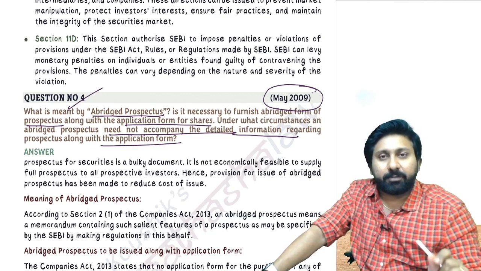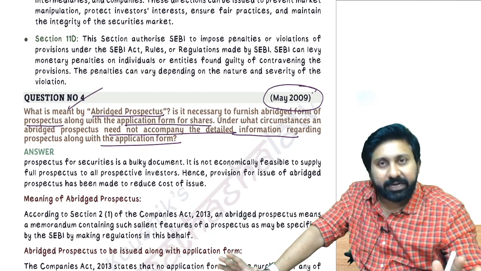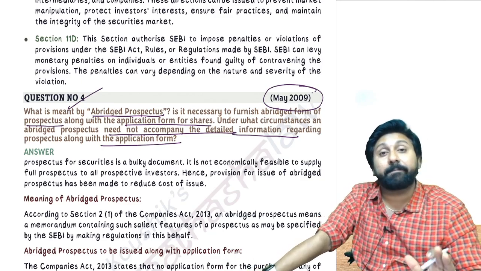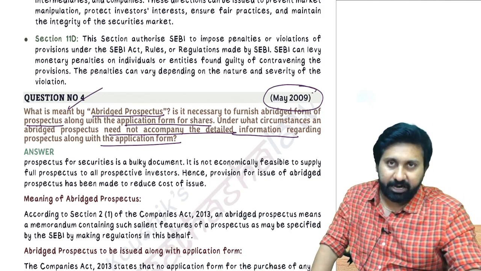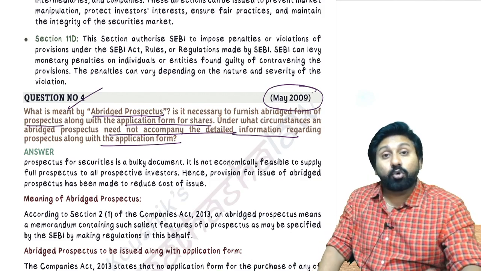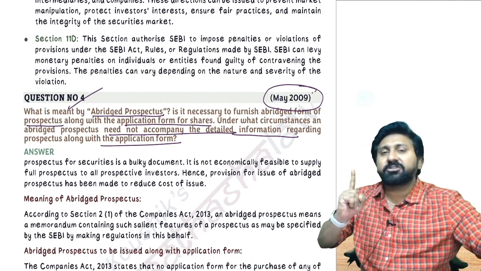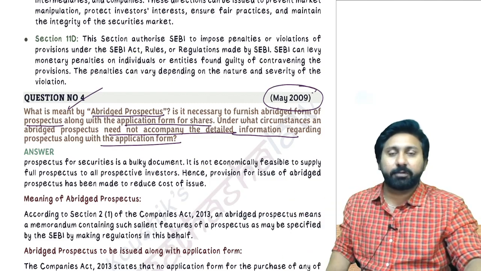Companies will go for abridged prospectus because prospectus is a bulky document. It contains 500, 600 pages. It will be very difficult to circulate physical documentation of that kind. Therefore, Section 2 clause 1, the first definition of the Companies Act, is talking about abridged prospectus.